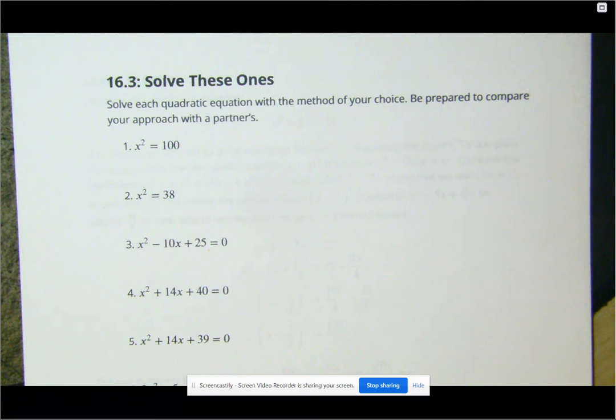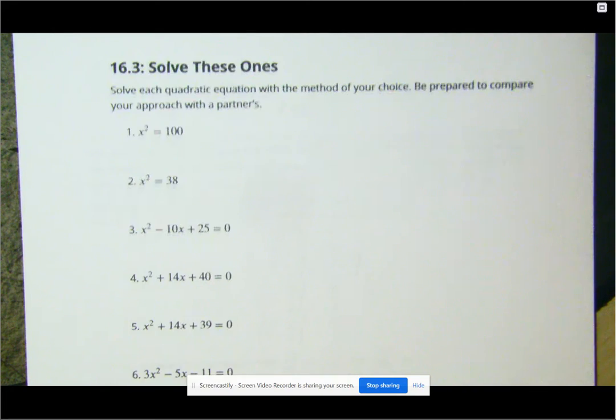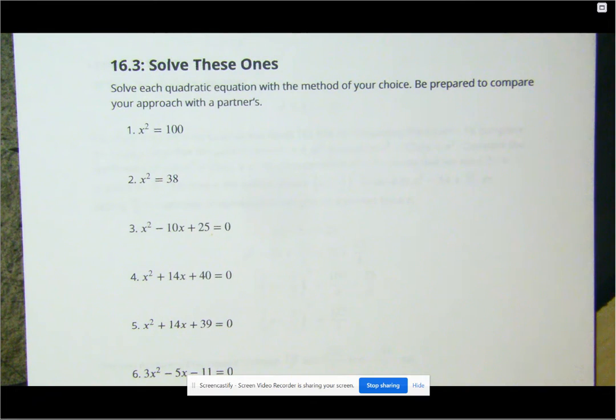Okay, guys, last video here for lesson 16. It's a long one. We are now going to put all of our tools to use. We've got 6 quadratics here and we're going to solve them. You can use whatever strategies you want, and you want to be efficient. You don't want to do a process that's harder or requires more work or more steps than you need to complete.